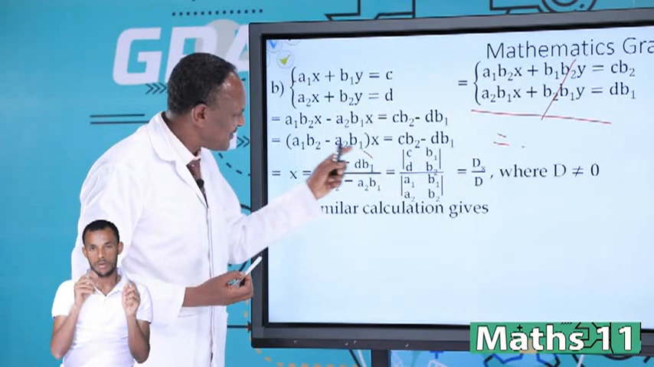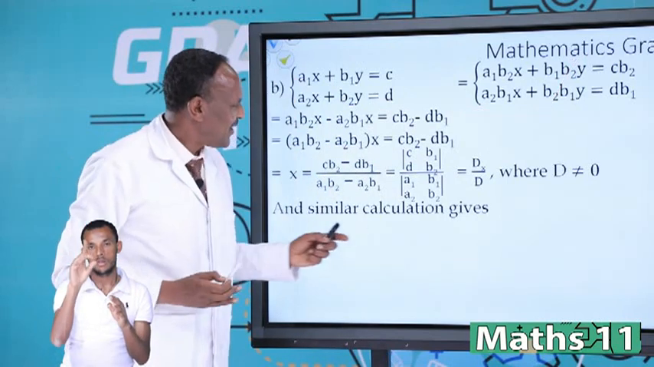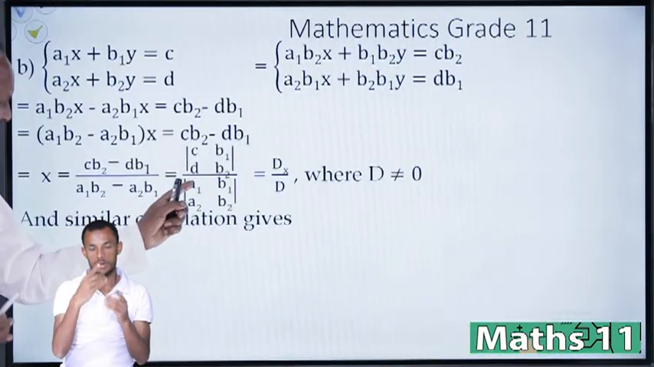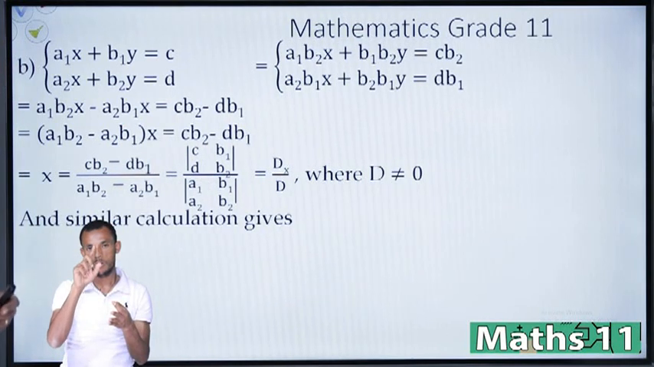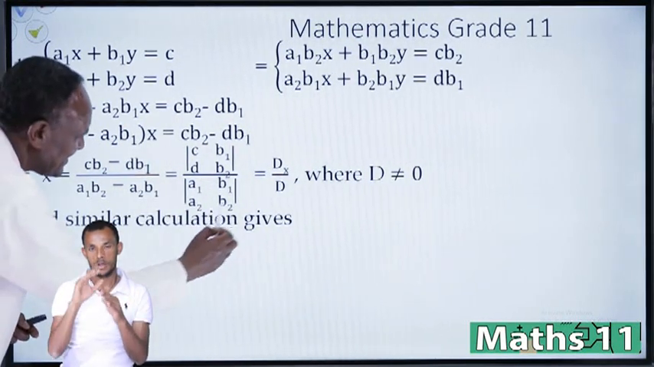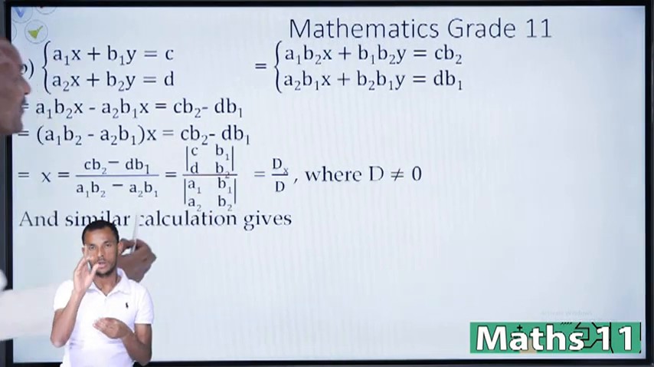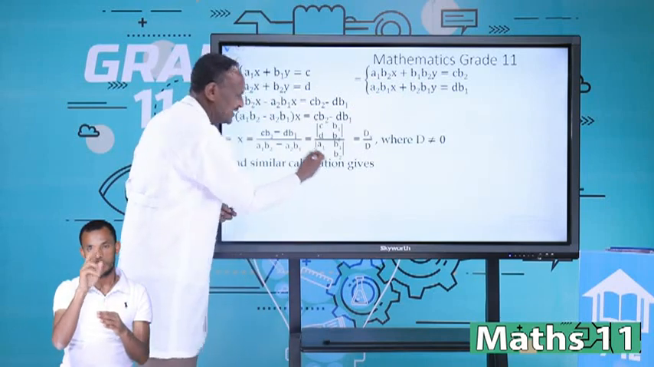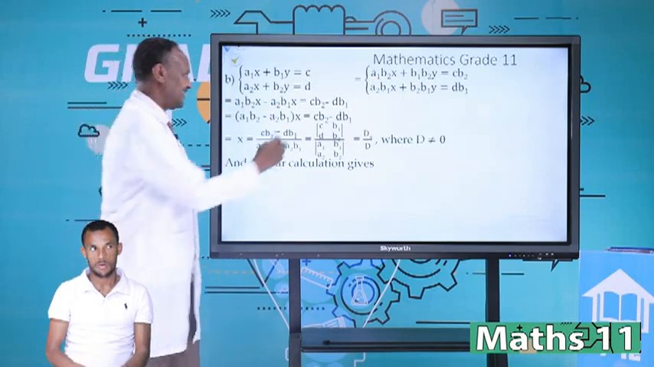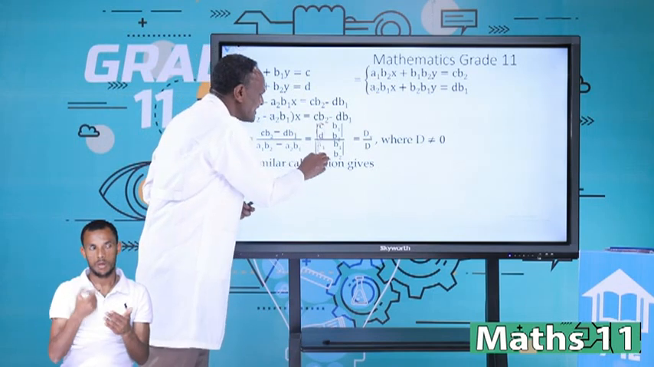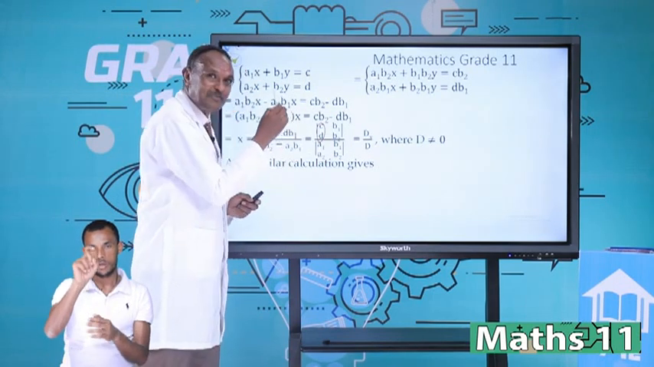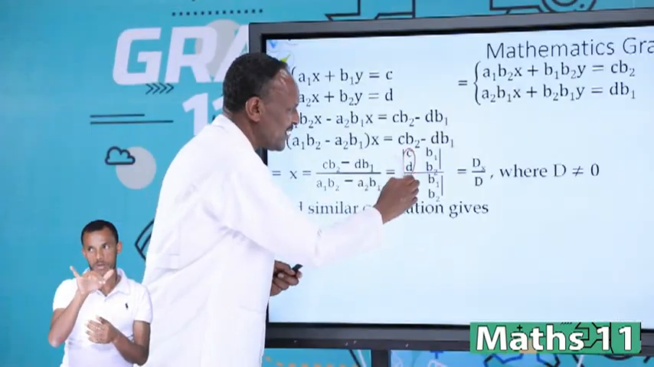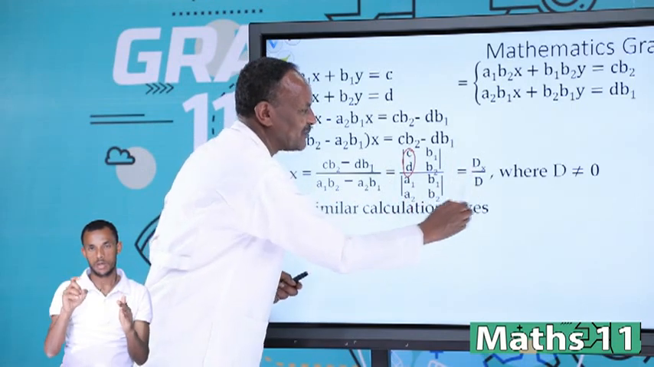This difference can be expressed in terms of a determinant. How? The determinant of C D B1 B2 can be expressed as the 2 by 2 determinant with rows C, B1 and D, B2. But here the denominator is the determinant of the coefficient matrix, A1 A2 B1 B2. The numerator has a slight change: the coefficients of x are replaced by the constant numbers C and D, while the coefficients of y remain the same. This we represent as Dx, and the denominator is D.